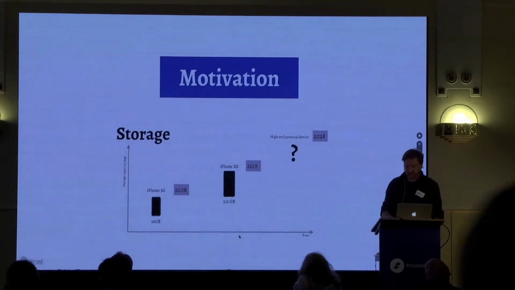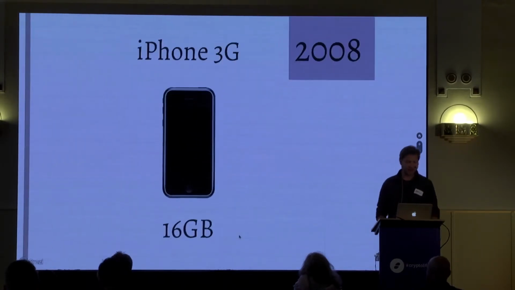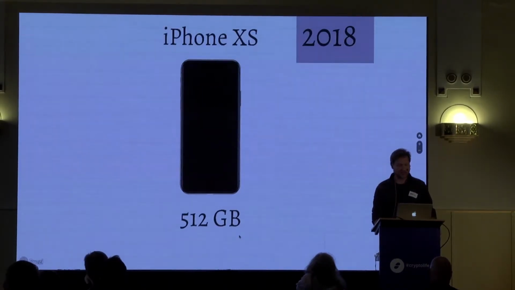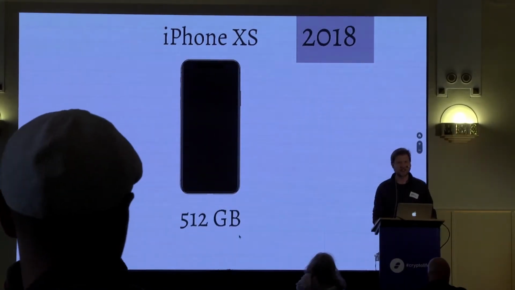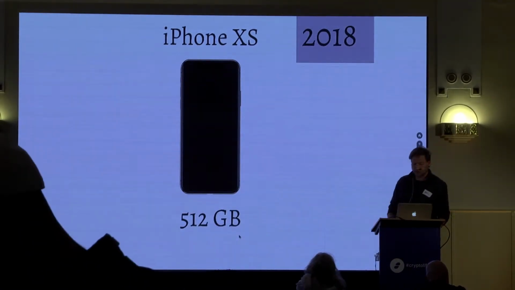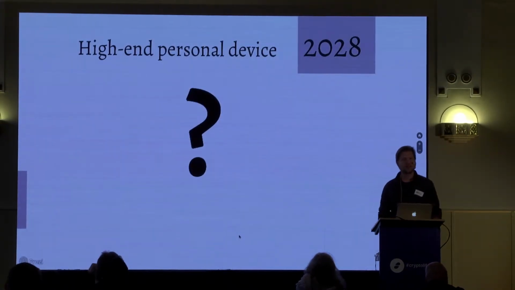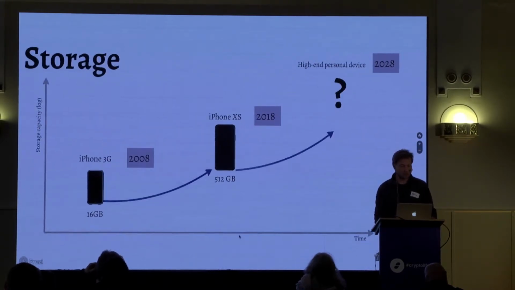Historically, mobile devices were very limited things compared to what we have. In 2008, that was the second generation of iPhone. It was called 3G for some reason. And it had 6 gigabytes of storage space. Compared to that, what we have now is an iPhone XS, which has 500 gigabytes of space. And in 10 years, we don't even know how a mobile phone will look like. But we can predict how much space it will have.